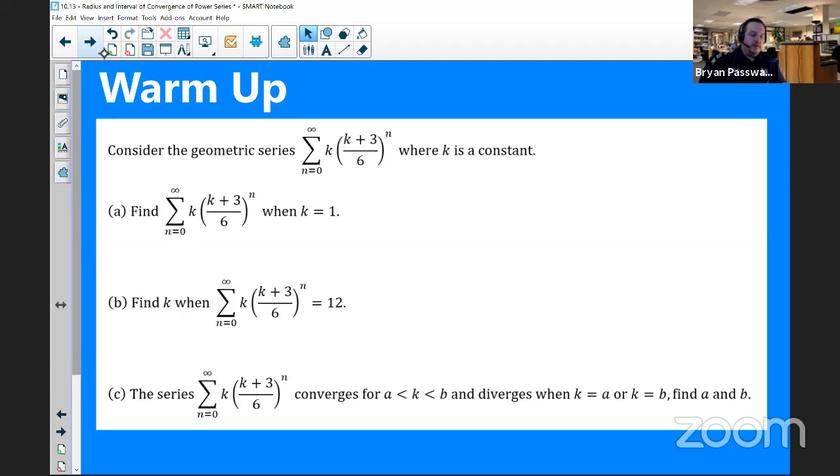Consider the geometric series. He taught us about geometric series last Friday. The series is the sum of k times the quantity (k plus 3) over 6, all to the n power. Part A wants us to find the sum of the series when k is 1. Part B, find the value of k such that the sum equals 12. And then finally on part C, that series converges between a and b, but it diverges at a and at b. Let's find those values of a and b.